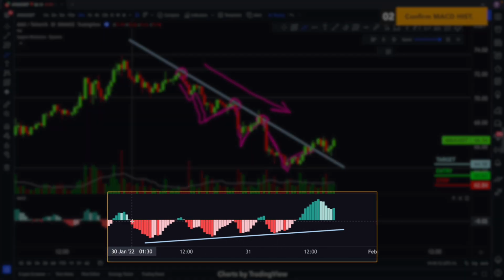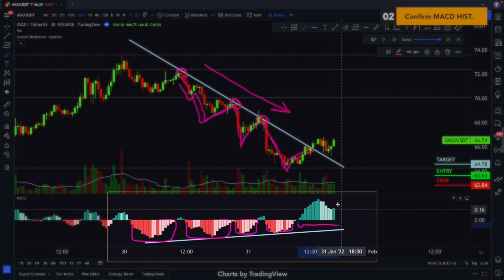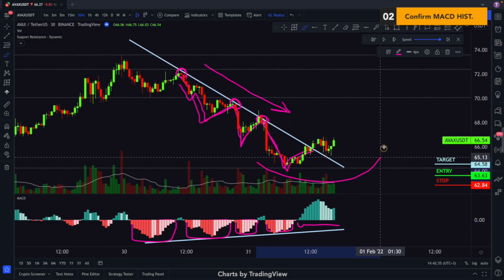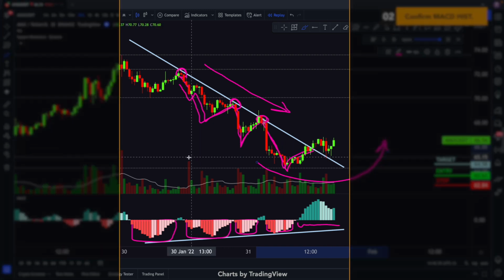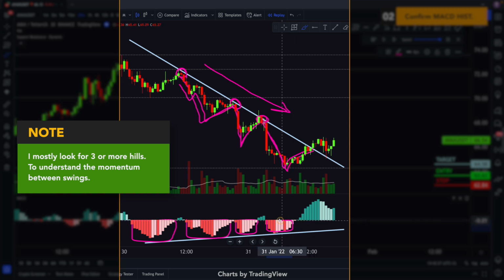Step 2 is the easy part. What I check is momentum with the MACD histogram. As you can see, we are losing the momentum with the downtrend. Each time, sellers are getting weak. This indicates to me that a possible trend change could be soon. However, this is only a possibility. Nothing is certain. I mostly look for 3 or more hills to understand the momentum between swings.